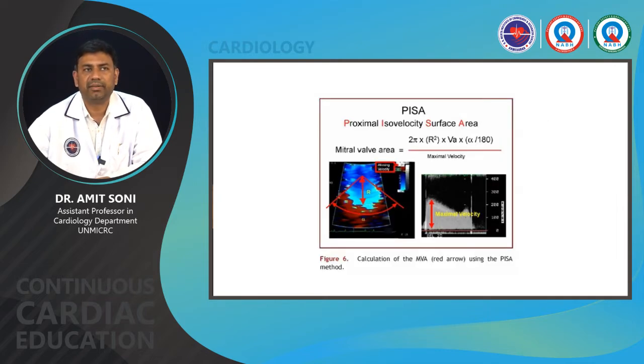PISA means proximal isovelocity surface area, and the mitral valve area is calculated with PISA by the equation 2 pi multiplied by the radius squared, and depending on the alpha angle, divided by 180, divided by the maximal velocity.